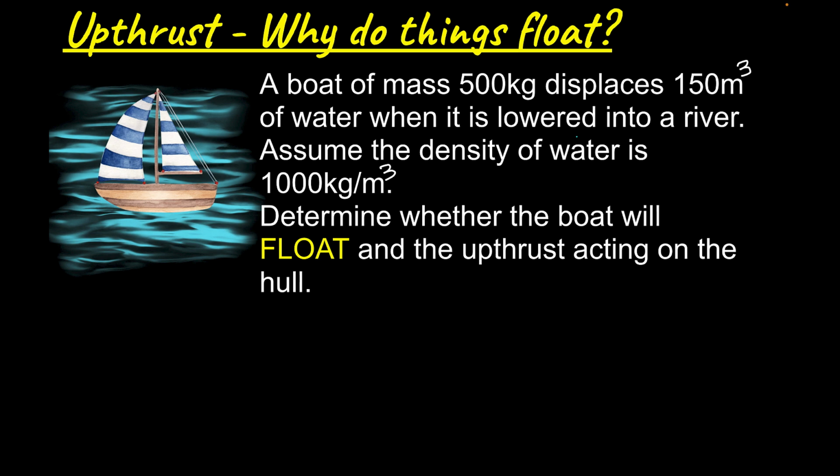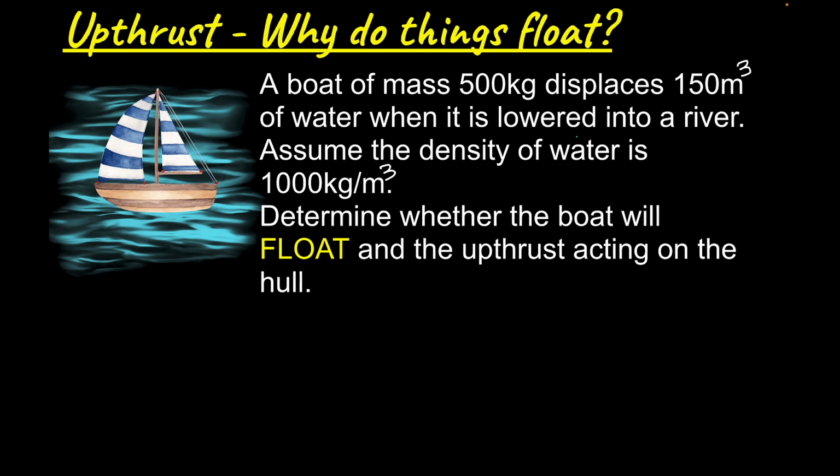So we have a boat of mass 500 kilograms and it displaces 150 meters cube of water when it is lowered into the river. So relatively weighty boat, we'll say. And we have the density of water, and as usual it's around 1000 kilograms per meter cube. So what we need to determine here is whether the boat will float and the upthrust acting on the hull. This is going to be quite a lovely question, so just stick around until the end and you will understand exactly what the calculation entails.